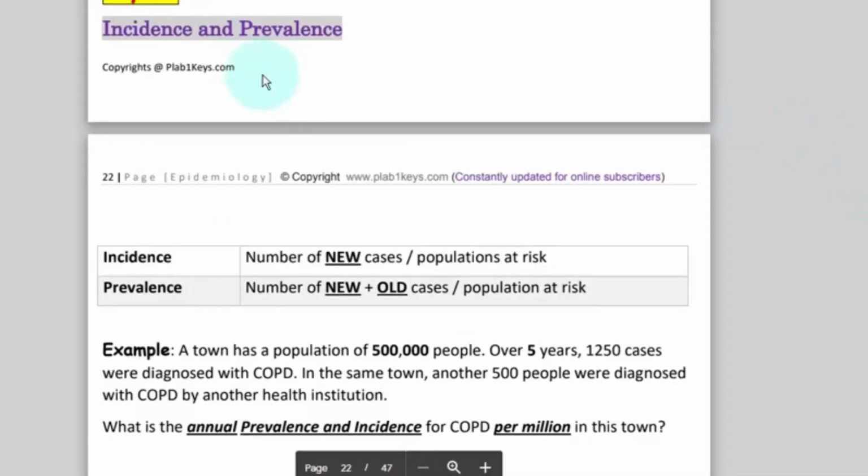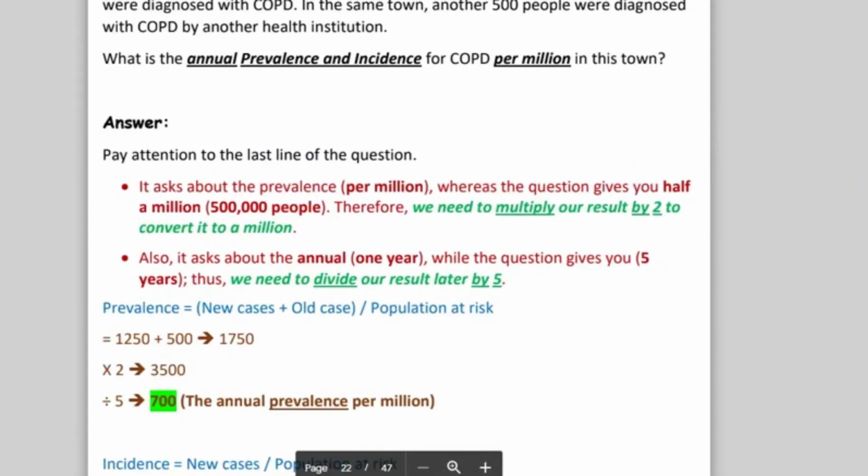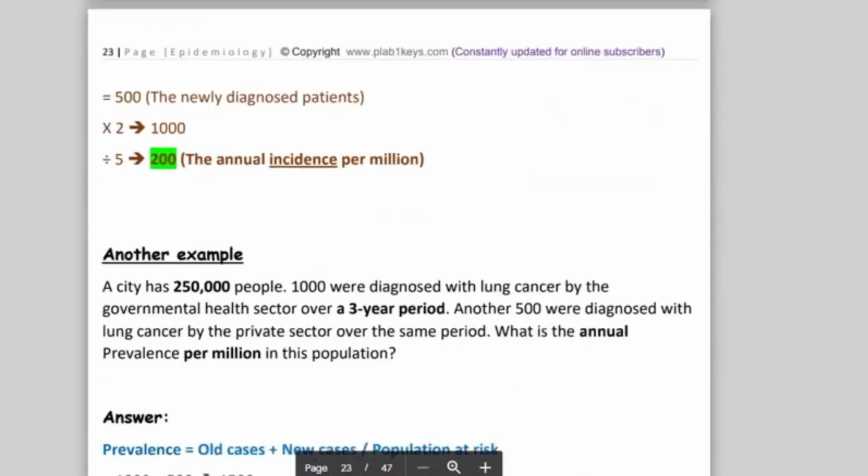Now all other concepts are very simple. Incidence means number of new cases. Prevalence means new plus old. That's simple. Now you have to calculate it. This is a little bit tricky question. The trick is explained here. It's a very simple trick. You read it yourself, you'll get it.